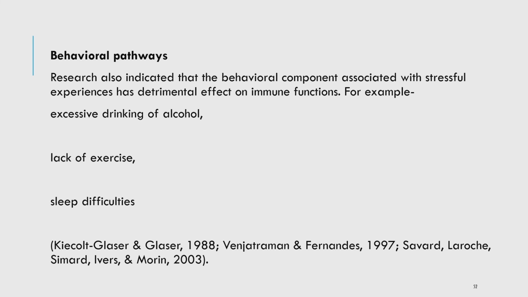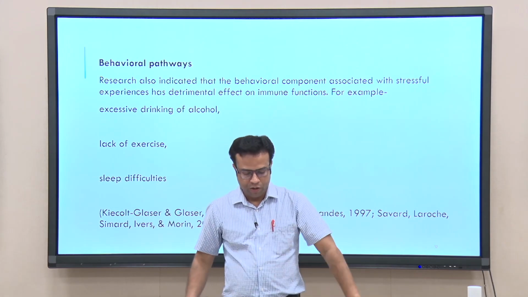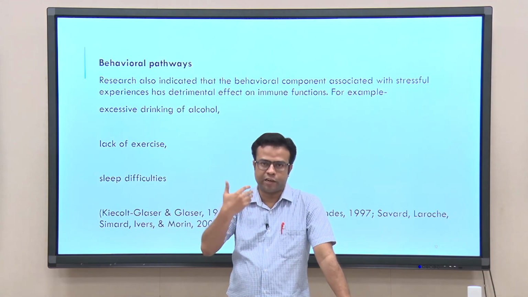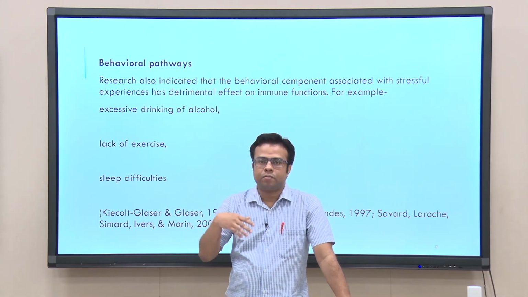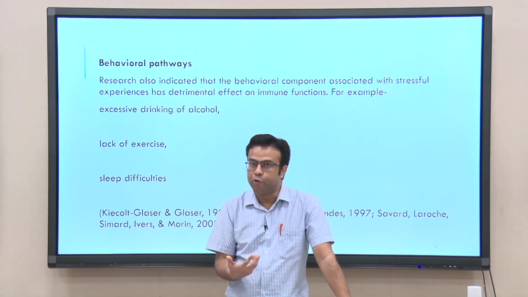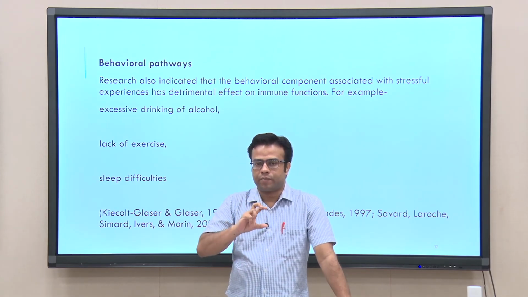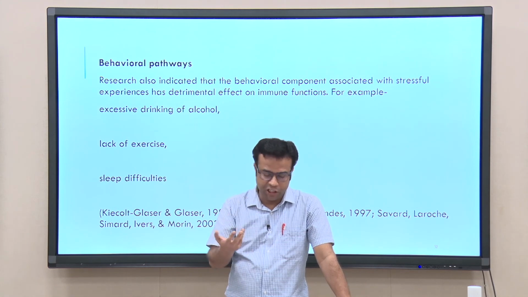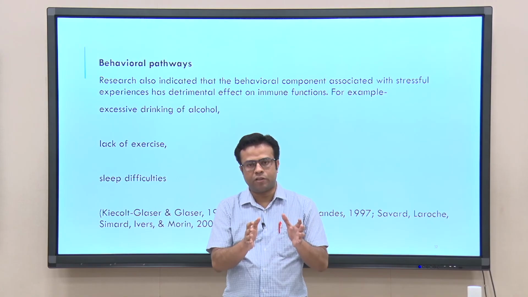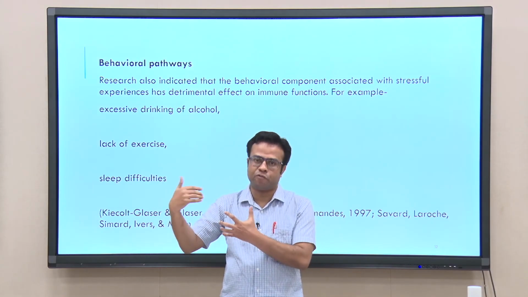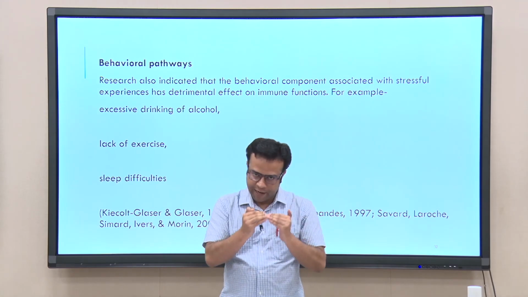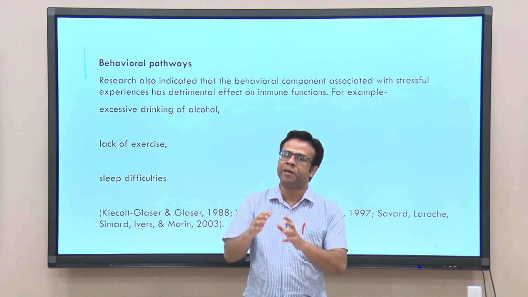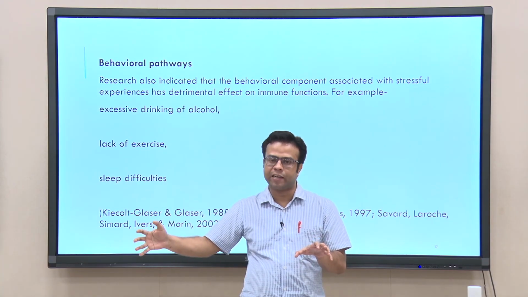And obviously there are behavioral pathways apart from these hormones. Research also indicated that the behavioral component which is always associated with the stressful experience can have a detrimental effect on immune functions, particularly behavioral aspects of stress such as excessive drinking of alcohol, lack of exercise, inactivity, sleep difficulties. These are all connected with a decrease in immune function. So stress can directly suppress immune function through the release of stress hormones, or indirectly by behavioral changes which further have a detrimental effect on immune function.